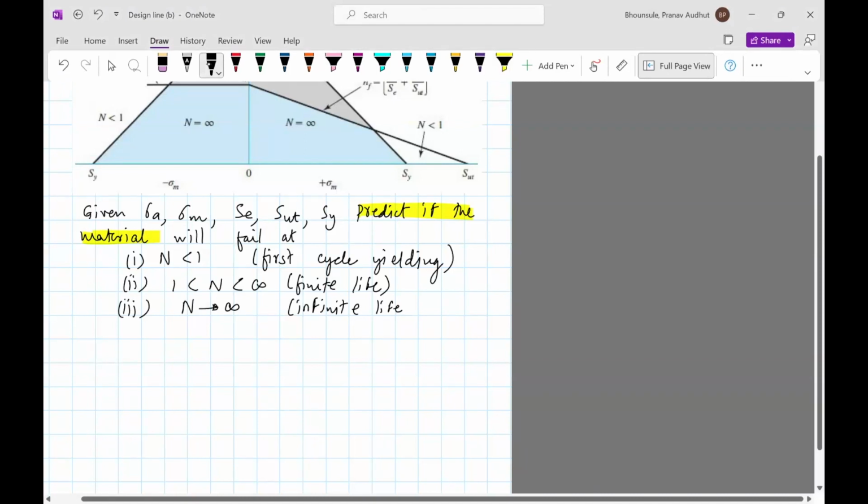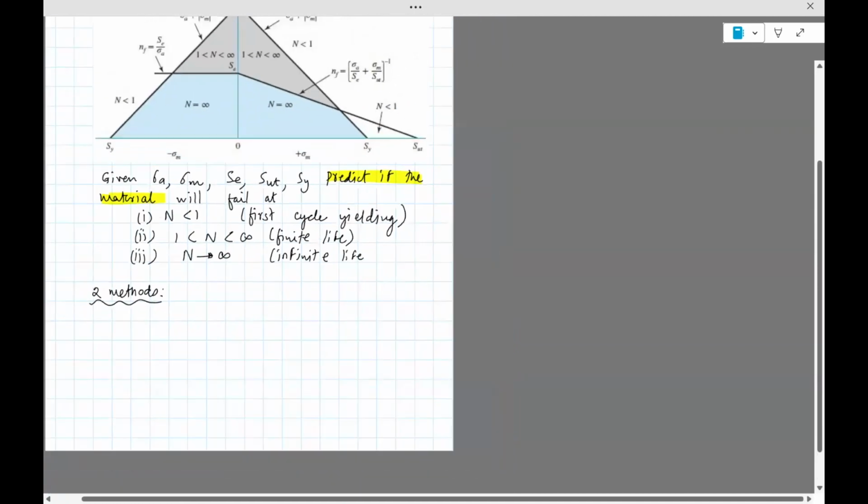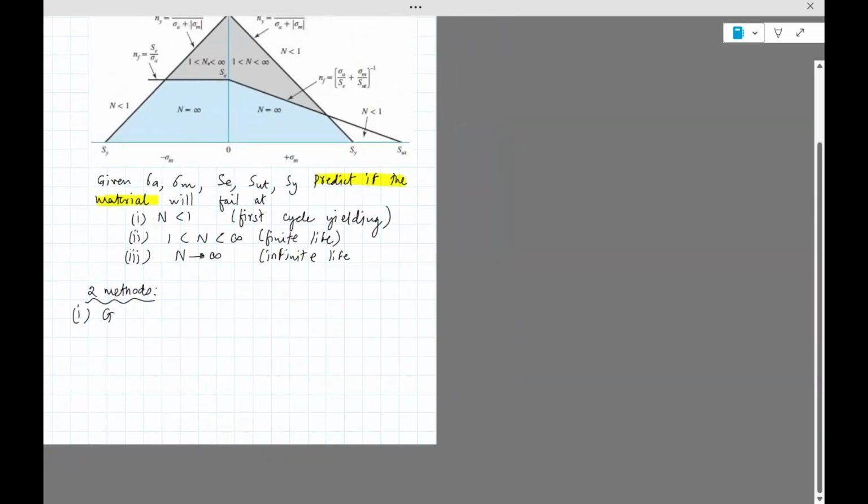So there are two methods of doing this. Method one, let's say it's the graphical method. What we do is create the plot.